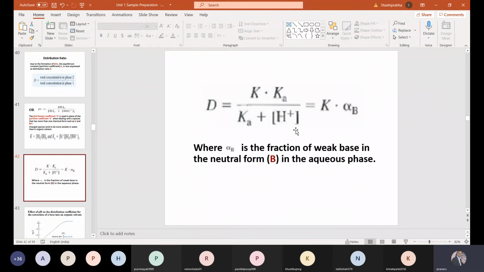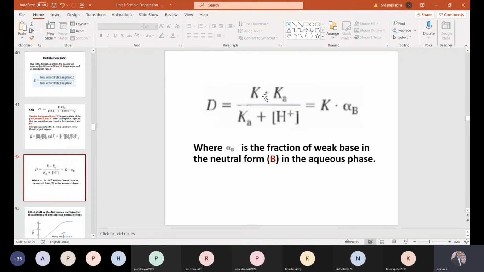Just imagine if there is no pH effect, the equation becomes so simple. If H+ is very, very less, you just remove it. What you find is the expression K into Ka divided by K. You can cancel K, and D becomes equal to K.